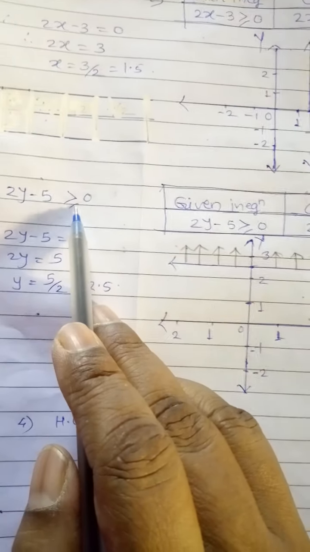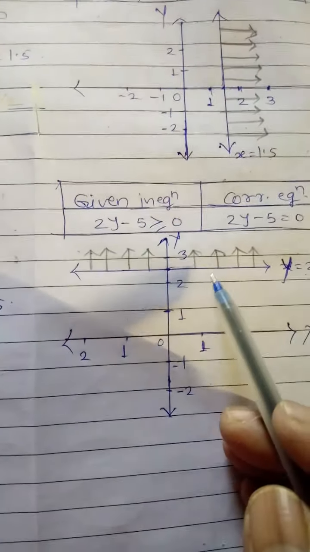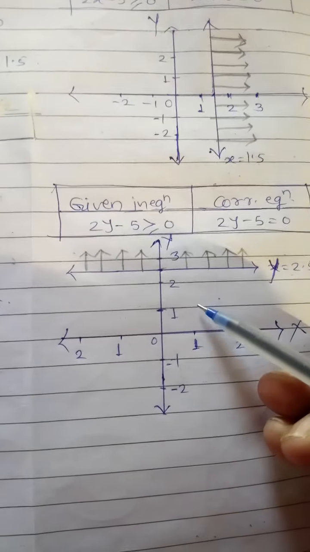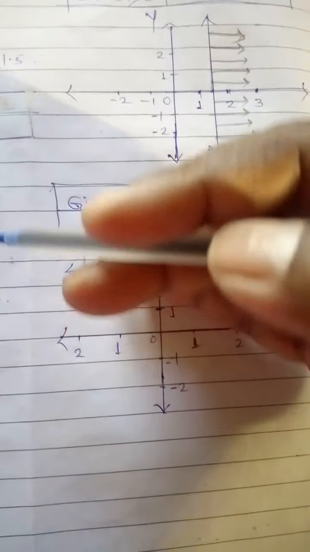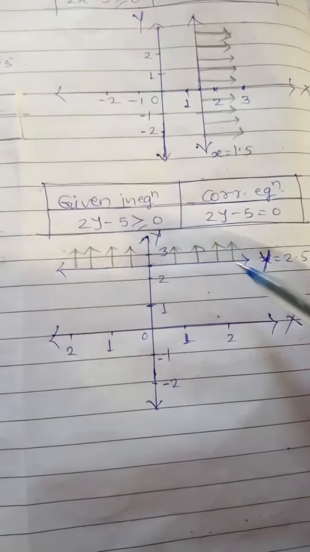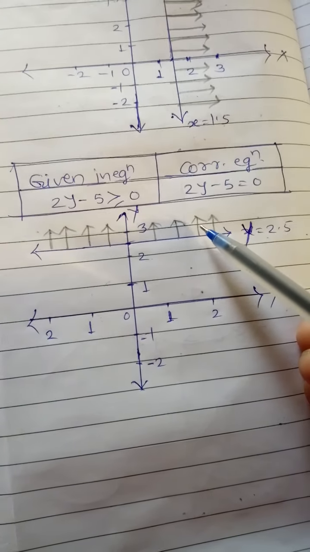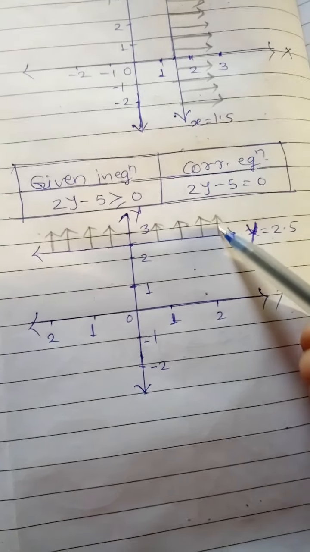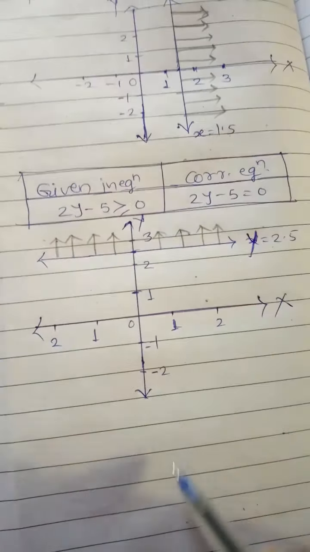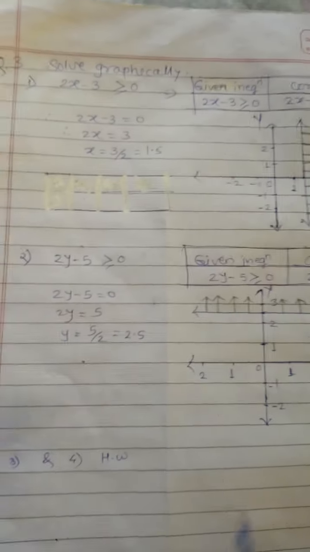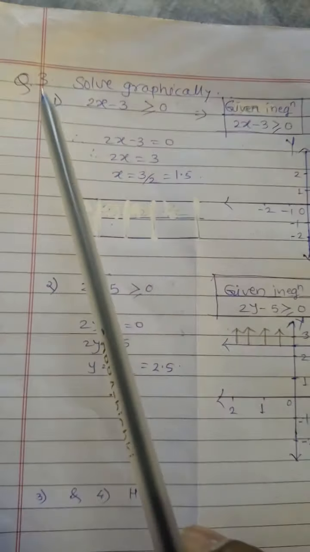You are given the inequation, that it is greater than or equal to 0. So you have to find out the region which shows the values greater than 0. So this upper part includes the members which are greater than 0. So you have to draw the arrows on the upper side. So this is all about this type of example, that is question number 3.